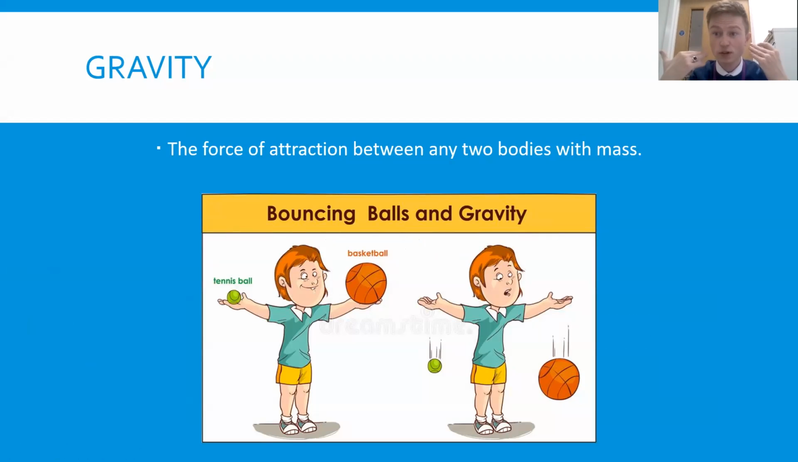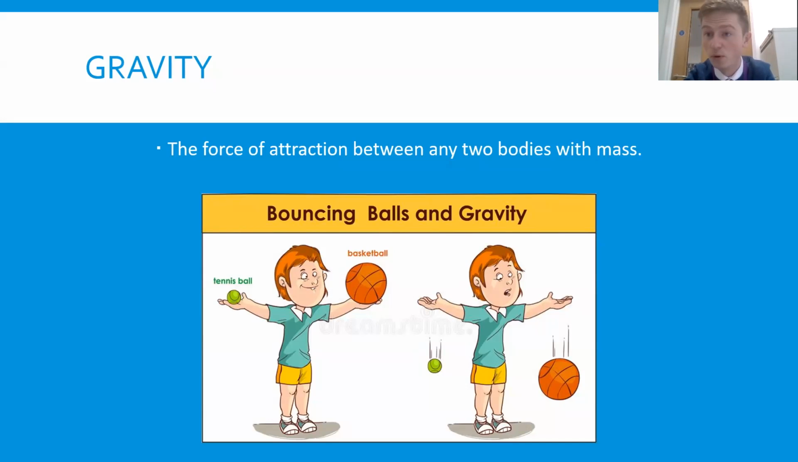So gravity. Gravity is a very important vocabulary word for our topic. Gravity means the force of attraction between any two bodies with mass. So we see the effect of gravity when we drop, for example, a pencil onto the table, whatever that may be. The force of gravity is pulling the object down, just like we can see with the tennis ball and the basketball. When it's dropped, gravity pulls the object down. It's a force of attraction, so it means it goes towards it between any two bodies with mass.